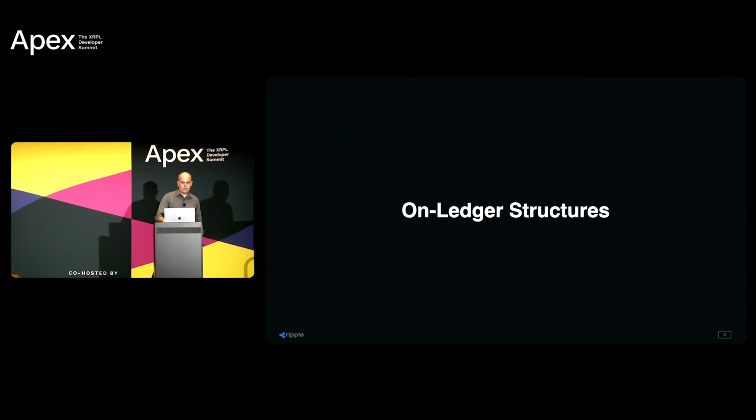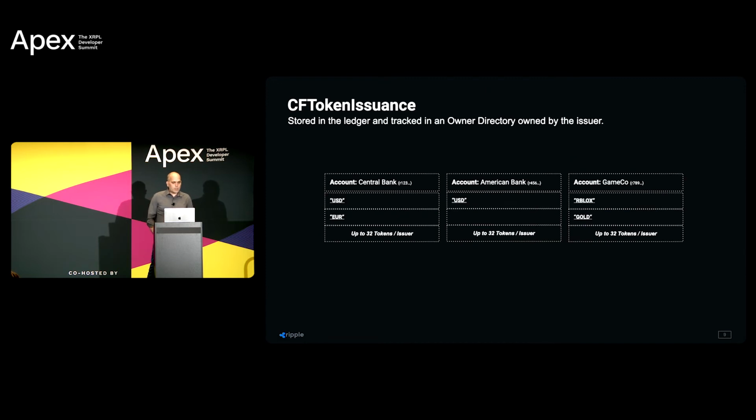So real quick, let's look at some of the on-ledger structures. You'll notice a lot of similarities if you read the NFT proposal spec. These are quite similar. This is heavily inspired from NFT, and the big innovation with NFTs was the on-ledger storage of NFTs, this new paging structure. But first is a CF token issuance. Again, if we rename the proposal, this might be some other name you'll see in a minute.